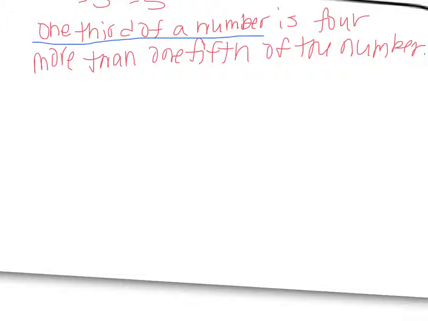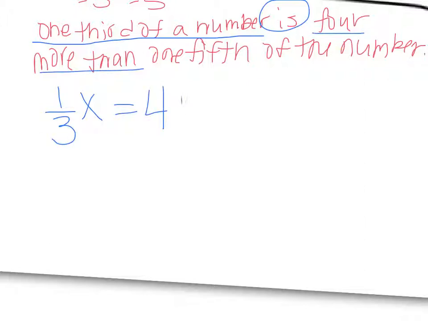1/3 of a number. How would you write 1/3 of a number? 1/3 times x, times a. It really doesn't matter. Is, what does is mean? Equals. 4 more than. What does 4 more than look like? 4 plus. And 1/5 of the number. What does 1/5 of the number look like? 1/5 x. You have to use the same variable because it's the same number.